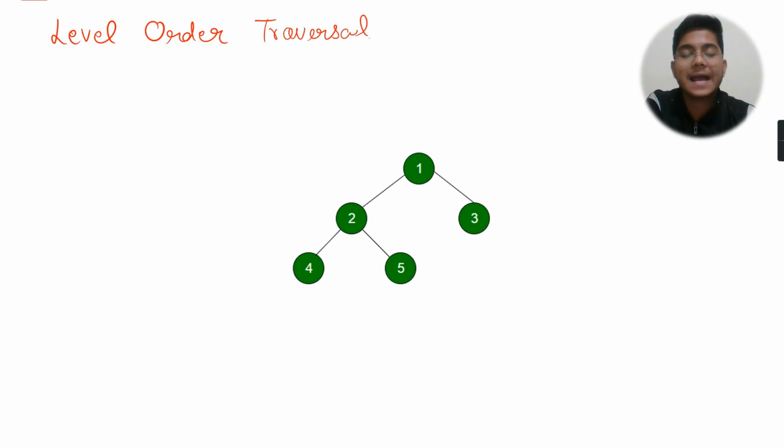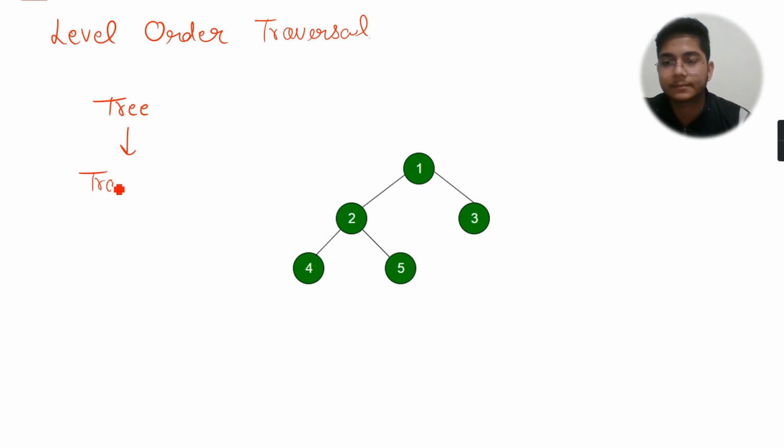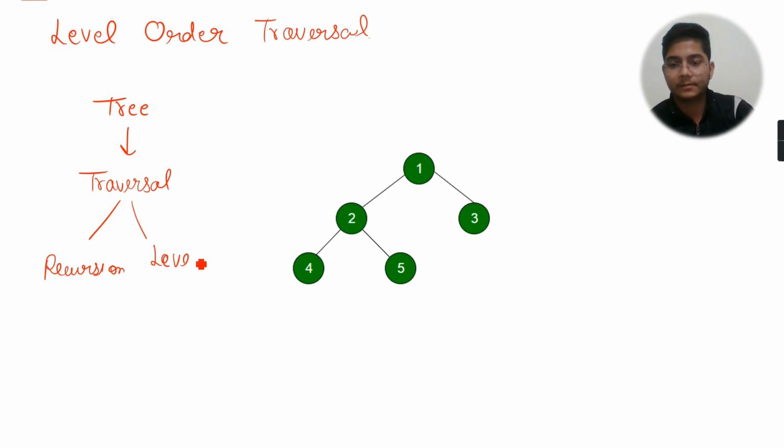Previously we have talked that in a tree, one thing that you should take care of is how to traverse. Now, in traversal also there are two kinds of traversal. One is traversal with recursion, and another is level order traversal, level wise.